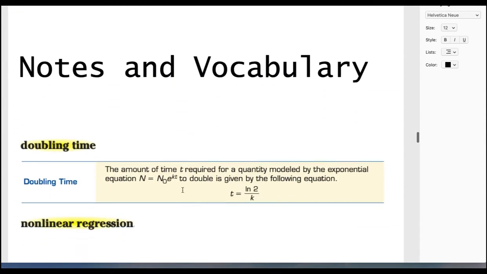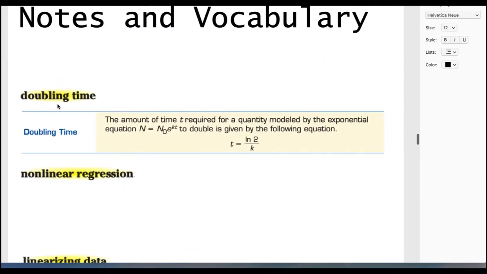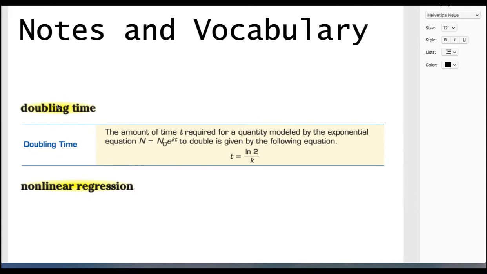We're looking at 11.7, and we're going to be talking about modeling real-world data with exponential and logarithmic functions. So a couple things we need to remember or learn about, and then we'll talk about things we need to remember from the chapter. So first thing is doubling time.